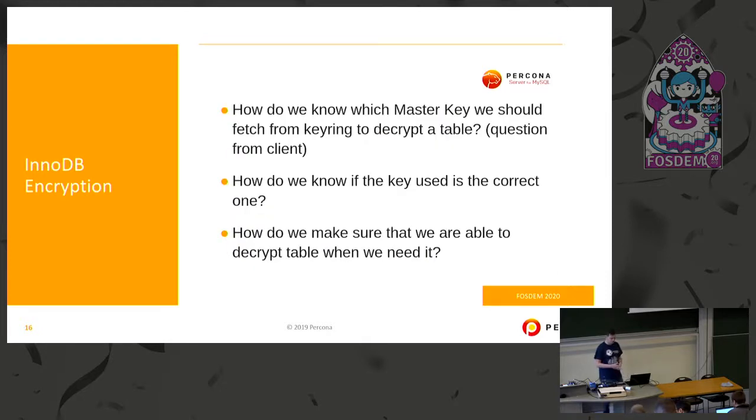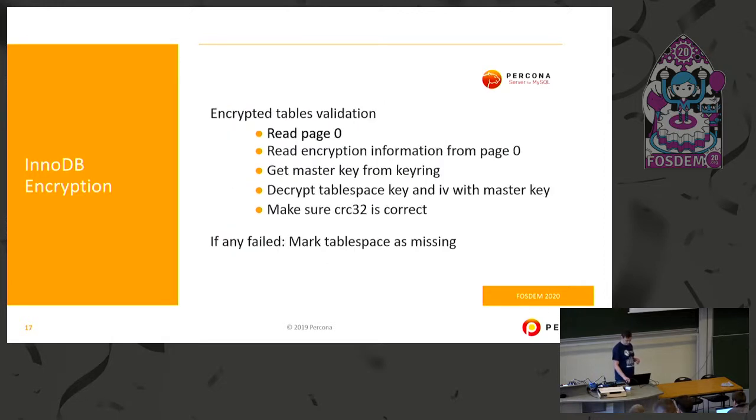So how do we make sure that we are able to decrypt a table when we need it? As I showed at the beginning, with keyring vault, we just fetch the list of the keys and active keys. And this is how we know which keys are active. So at the startup of the server, we read page zero of each tablespace, where the tablespace header resides. If there is an encrypted tablespace, it has the flag set to be encrypted. We read page zero, read the tablespace header. We get the master key from the keyring, so we check if we can connect to the keyring. We do the decryption, and we check the CRC32. So by that, we know that we are okay to decrypt this table.